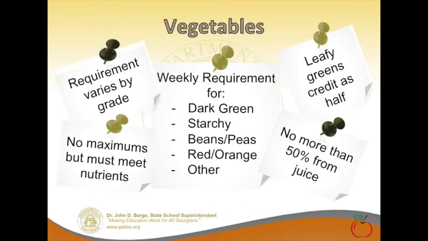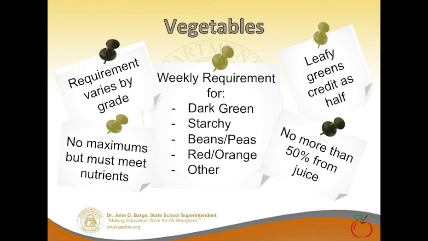Vegetables at lunch. The daily requirements for vegetables varies by grade. For K through 5 and 6 through 8, it's 3/4 of a cup. For 9 through 12, it's 1 cup. You can offer as many vegetables as you would like as long as the nutrient requirements are met. Just like fruit, no more than 50% of the vegetable offerings can be from juice.